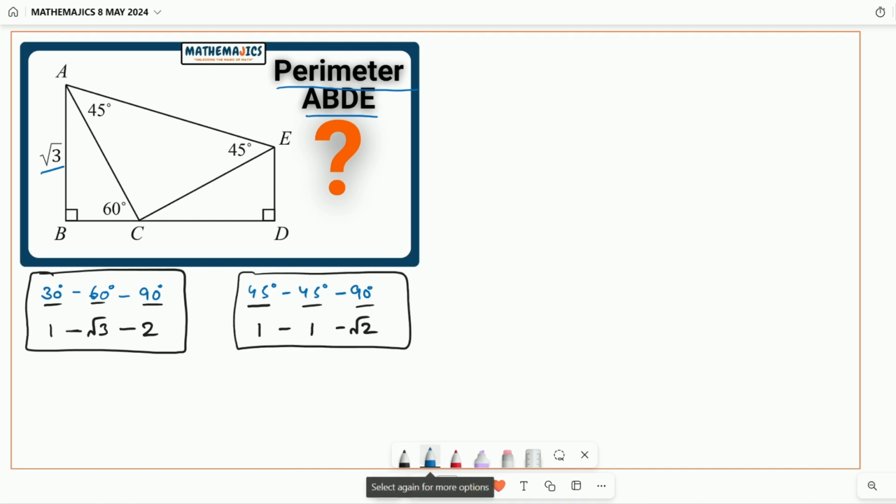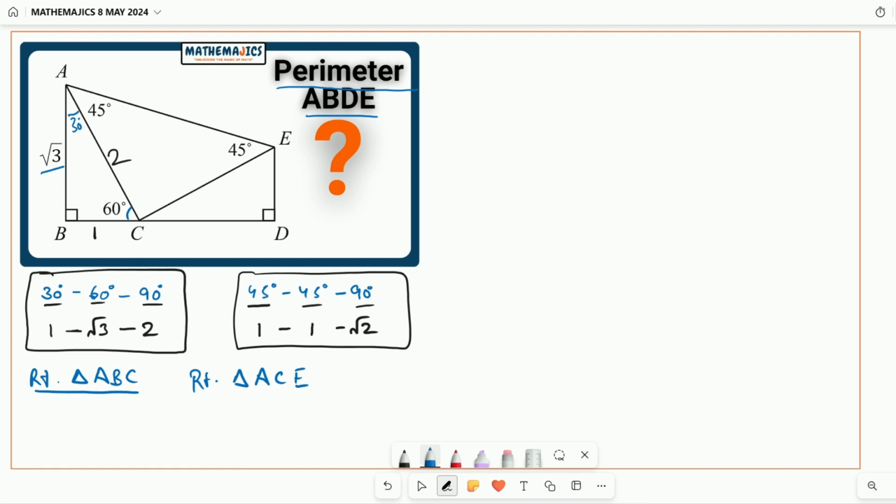Let's start with the right triangle ABC. So in right triangle ABC, let's see the angles: this is 60, this is 90, so this will automatically be 30. So for 30, 60, 90, we know the ratio is 1, root 3, and 2. The side opposite to 60 is root 3. So the side opposite to 30 will be 1. That means BC will be 1. And the side opposite to 90 will be 2.